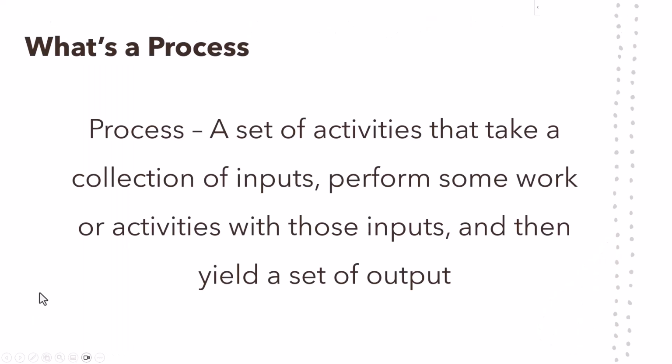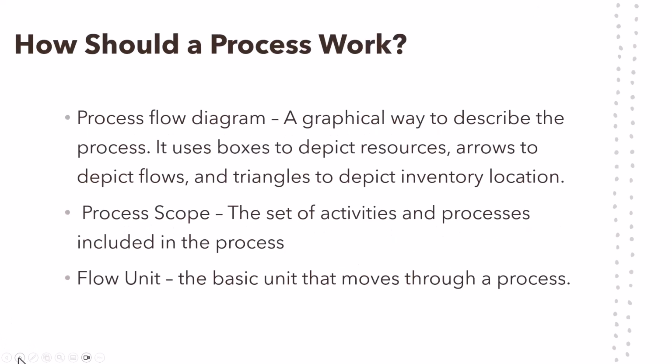So what is a process? A process is a set of activities that take a collection of inputs, perform some kind of work or activities with those inputs, and then yields a set of outputs. So if you think about the chocolate factory line, or the assembly line, the chocolate is the input, the chocolate coming down on the conveyor belt. They're supposed to wrap the chocolates in paper and then pass it down still along the conveyor belt for packaging or final packaging. That's the process.